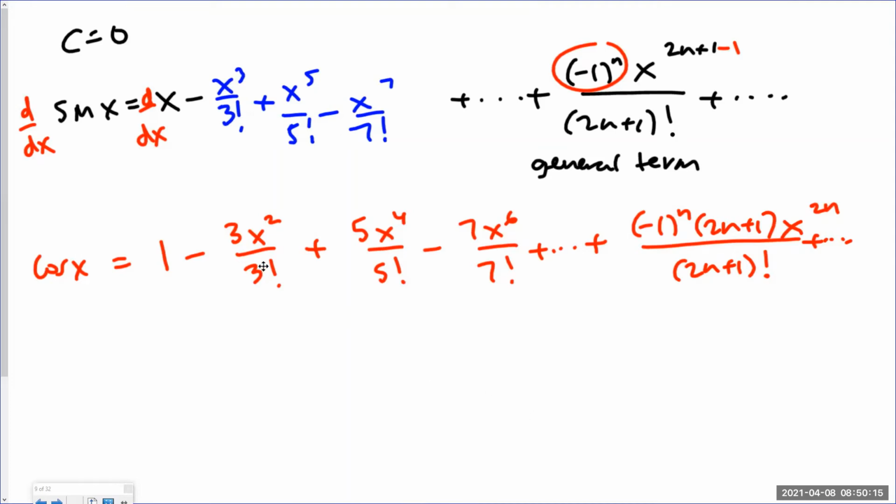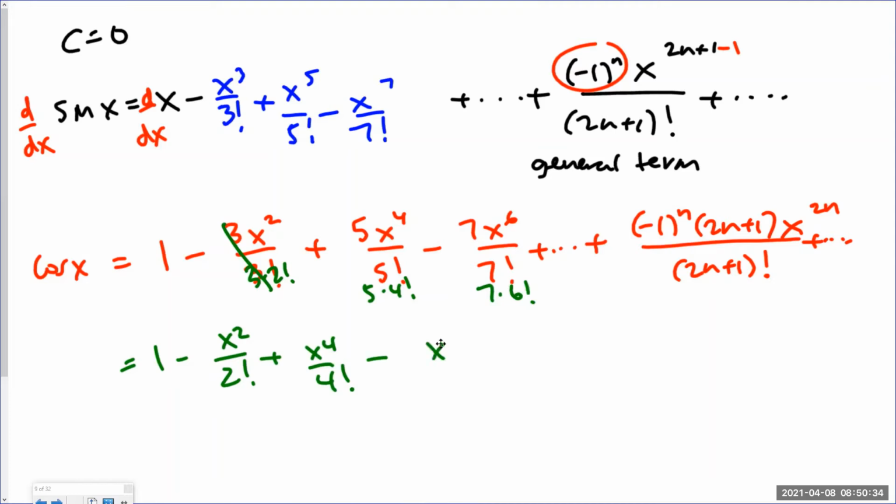Now let's think about this. Isn't this right here 3 times 2 factorial? So don't my 3's cancel out there? And isn't this right here 5 times 4 factorial? So don't my 5's cancel out there? And isn't this right here 7 times 6 factorial? So don't my 7's cancel out? And then dot, dot, dot, plus.